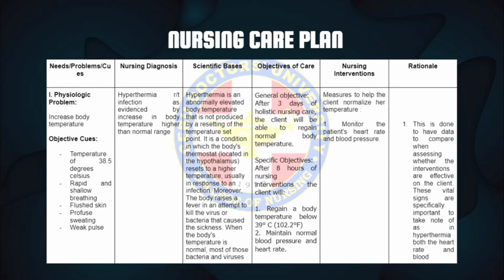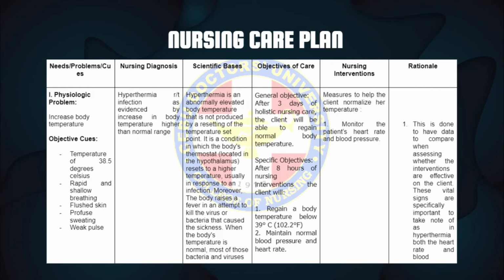Hello, I am Cassandra Maureen Villanueva, and I will be discussing the objectives of care. So, we have here the general objective. After 3 days of holistic nursing care, the client will be able to regain normal body temperature.